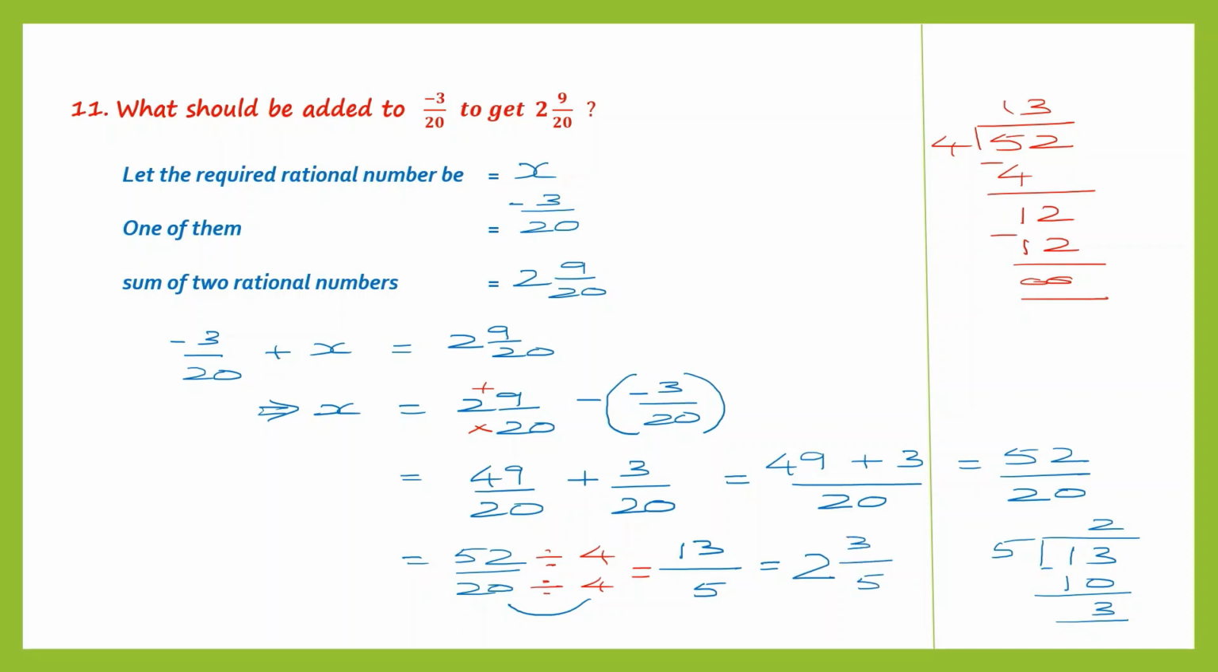Okay, so we have found the value of x. X is equal to 2, 3 by 5. That means 2, 3 by 5 should be added to minus 3 by 20 to get 9 by 20.